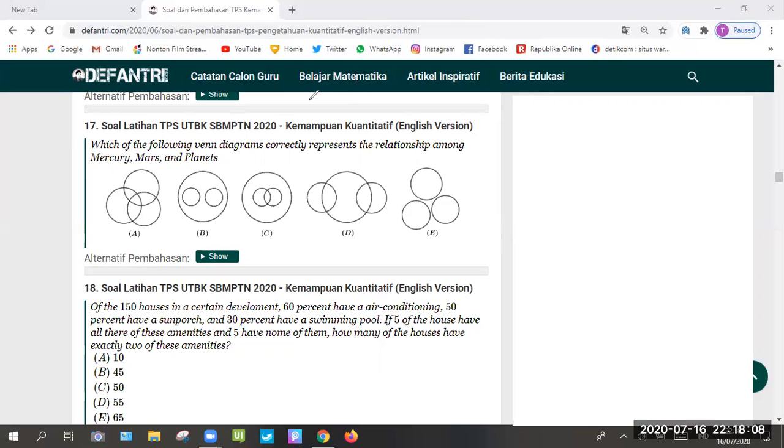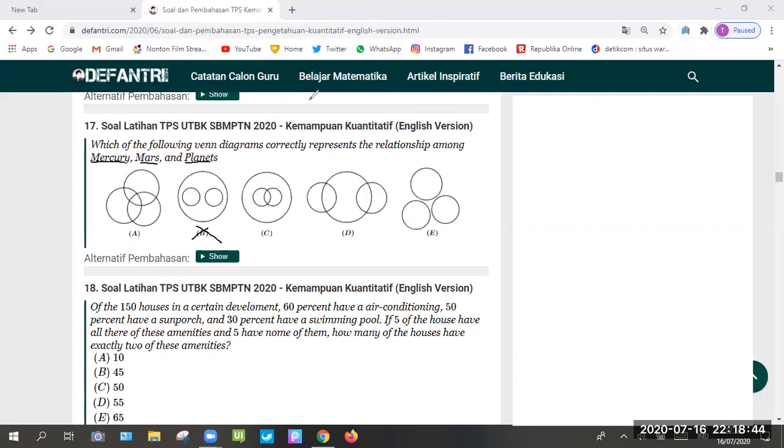So the main point of this is not about numbers. It's just Mercury, Mars, and planets. Mercury and Mars are parts of planets, but they are not part of each other. Mars is not part of Mercury, or Mercury part of Mars. They are both separated. So the answer is B. The big circle is a planet, and the two mini circles are Mars and Mercury.